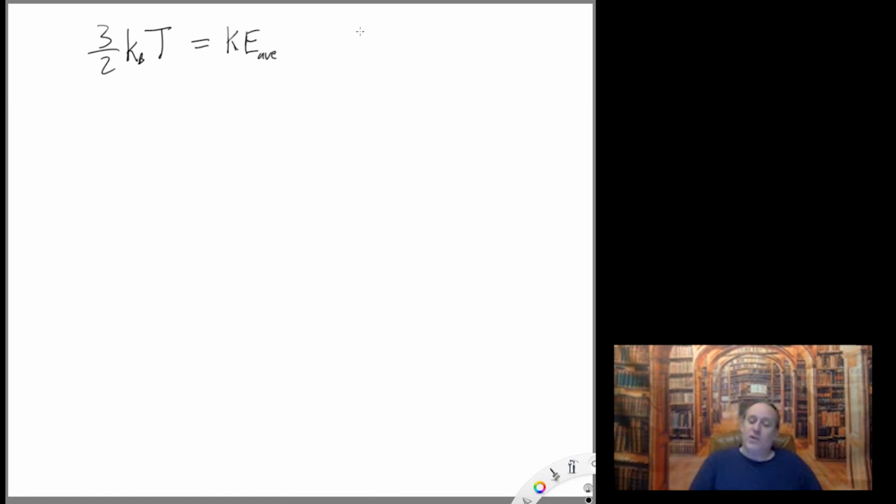So this is known as the equipartition theorem. And after we come back from a break, we're going to talk about what it means. But in the most simple terms, the basic idea, what it's telling us is that the temperature is a direct measurement of the kinetic energy of the particles.